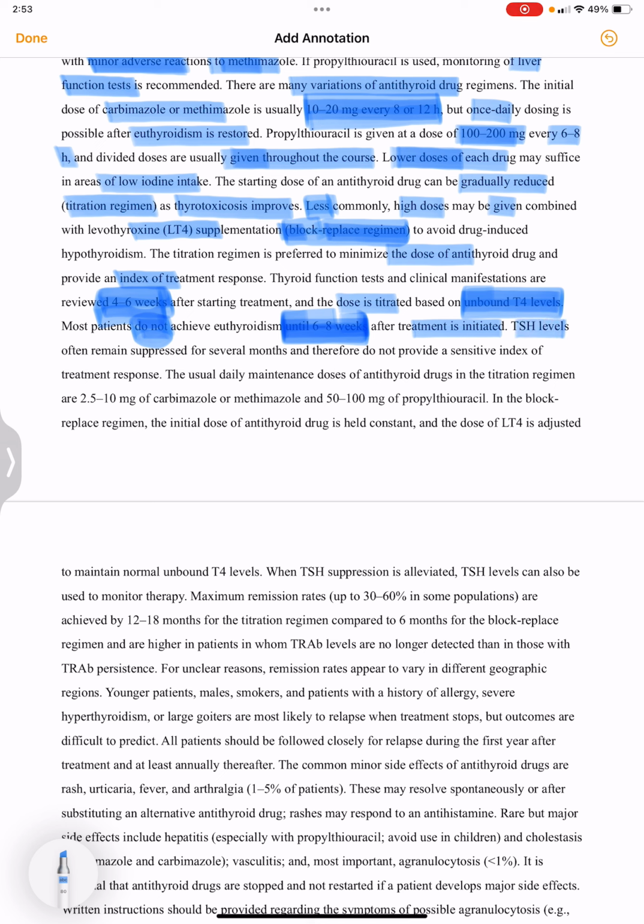And TSH levels often remain suppressed for several months, and they do not provide a sensitive index of treatment response. So in hyperthyroidism, T4 levels have to be monitored. TSH levels remain suppressed for several months. They do not provide a sensitive index of treatment response.